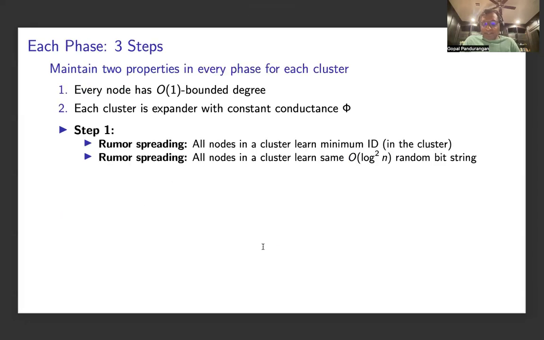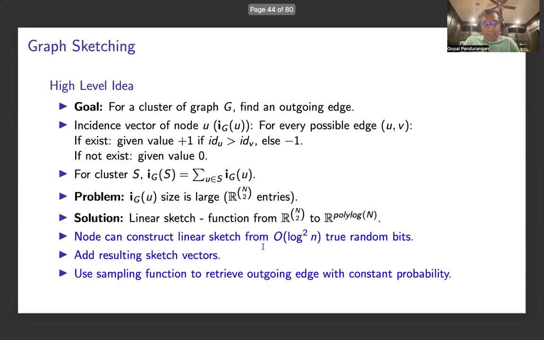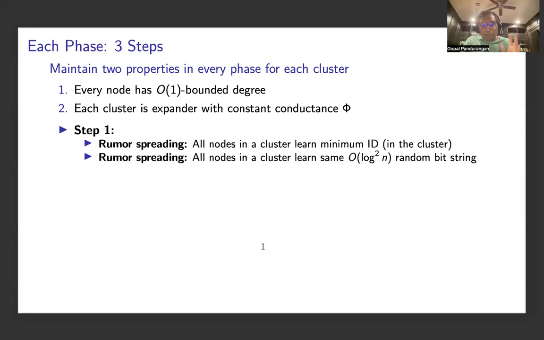So now let's see how this is crucially used in our overlay construction algorithm. As I told you, the overlay construction algorithm is quite simple. It basically consists of log n phases, so I just have to tell you how to do one phase correctly. In each phase, we maintain two properties: each node in every cluster has constant degree, and each cluster is an expander with constant conductance. Again, this is trivially true in the beginning because each node is a cluster by itself.